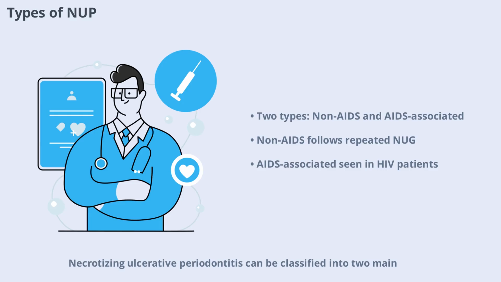Necrotizing ulcerative periodontitis can be classified into two main types based on its relationship with acquired immunodeficiency syndrome, or AIDS. The first type is non-AIDS associated NUP, which typically arises after repeated attacks of necrotizing ulcerative gingivitis. The second type is AIDS-associated NUP, which occurs in individuals with compromised immune systems, particularly those with HIV. Both types share similar features, but AIDS-associated NUP often presents with more severe complications. Understanding these distinctions is key to proper diagnosis and management.